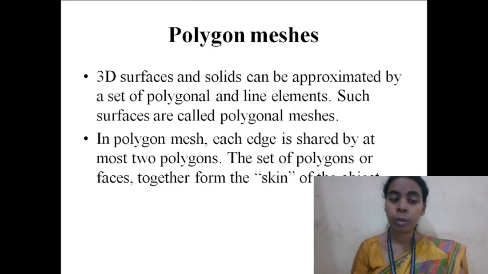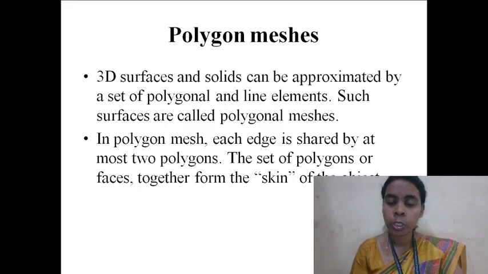Next one is polygon mesh. 3D surfaces and a solid can be approximated by a set of polygonal and line elements, such surfaces are called polygon meshes. In a polygon mesh, each edge is shared by at most two polygons. The set of polygons fit together to form the skin of the object.